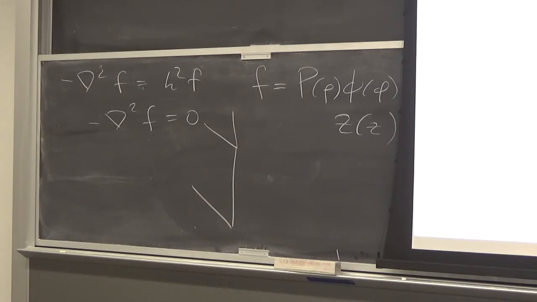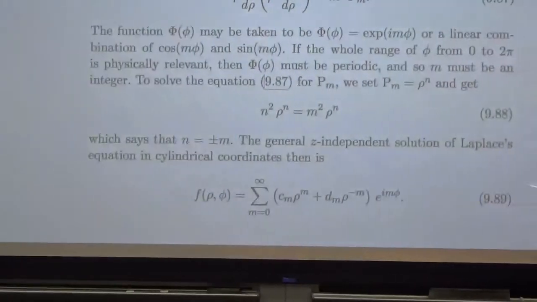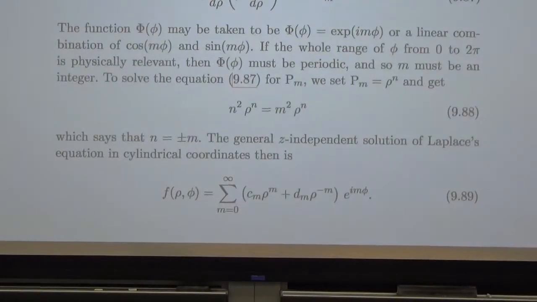In any case, if m has to be an integer, then we set rho sub m equal to rho to the n, and we solve, and we get this equation, and that means that n has to be plus or minus m. And so then the solution looks like this.